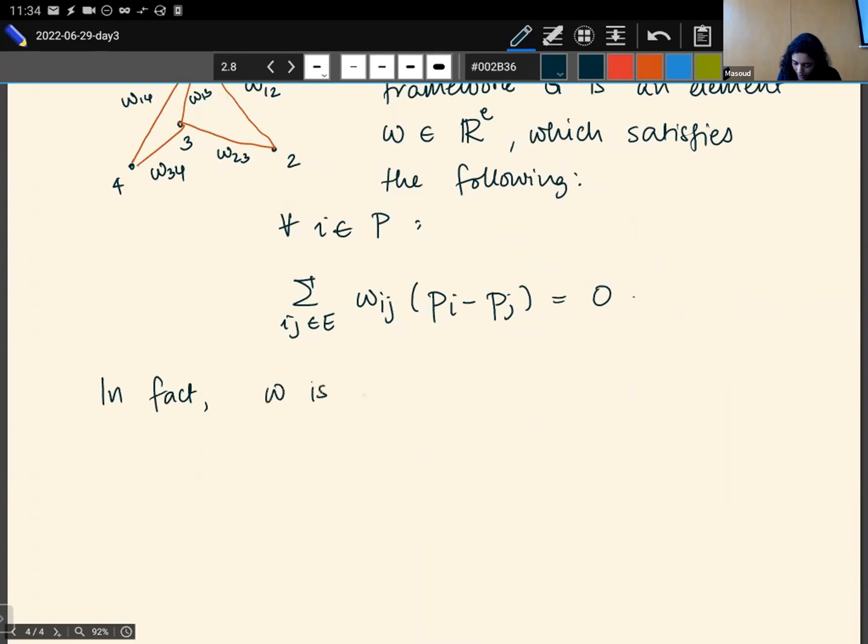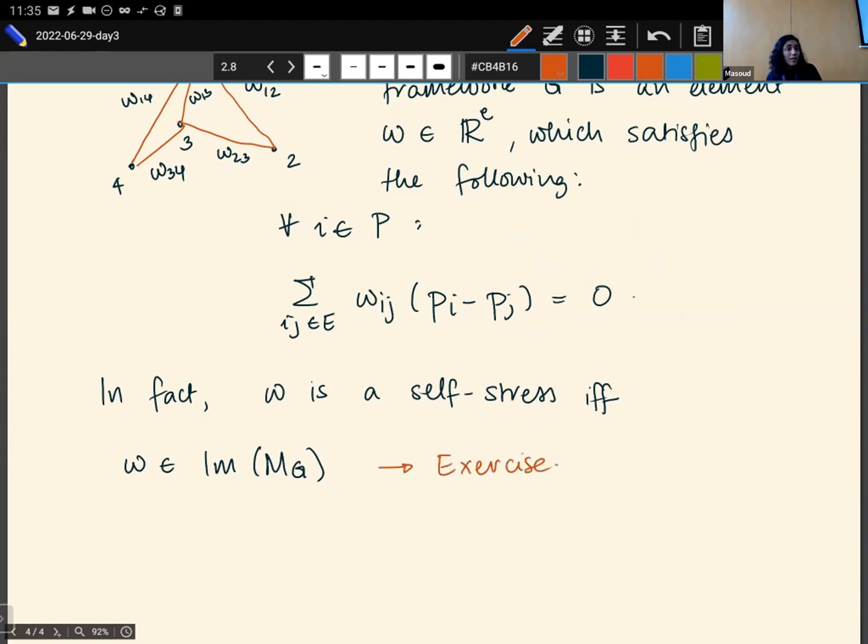omega is a self-stress if and only if omega lies in the image of MG. So this is an exercise. Not too hard, but.